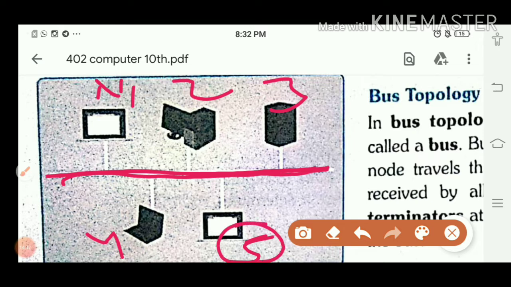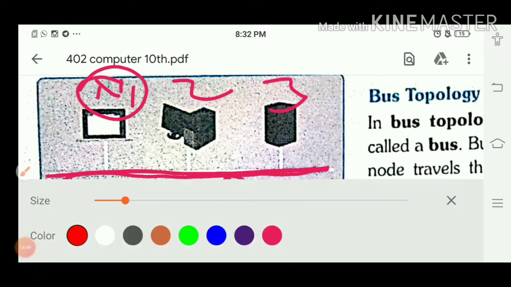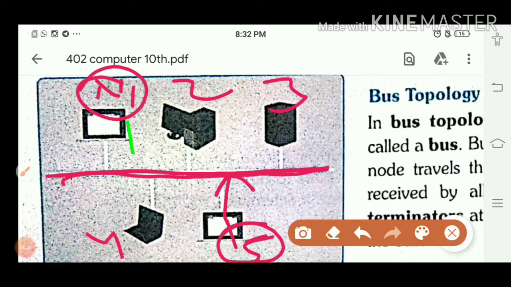Here suppose node 5 wants some data from node 1, ठीक है, so node 5 is sending a request to this bus, ठीक है, and in return this node 1 is also sharing its data to this bus.